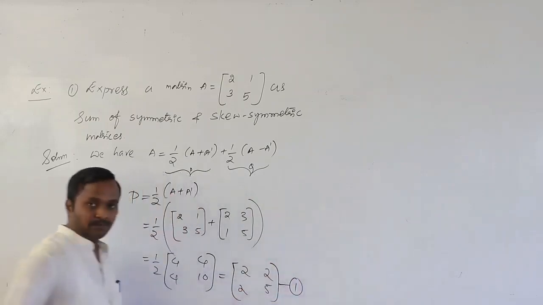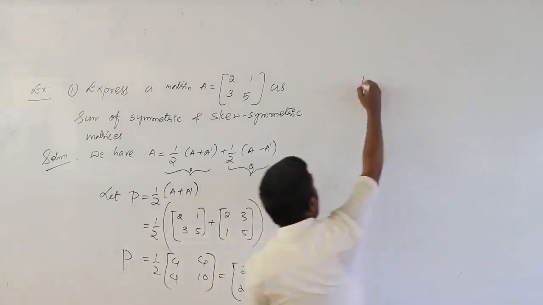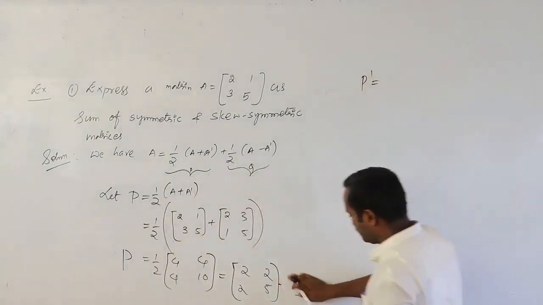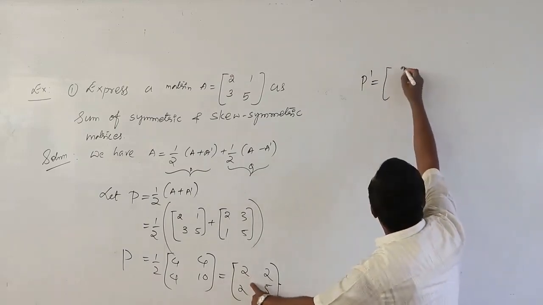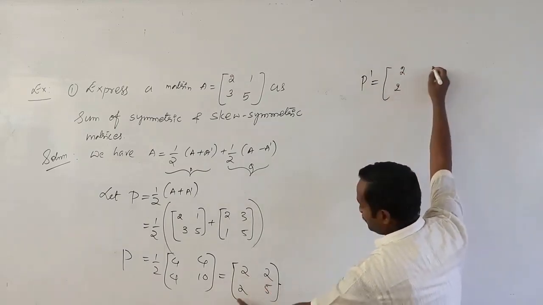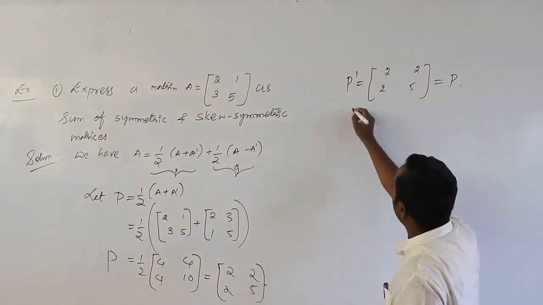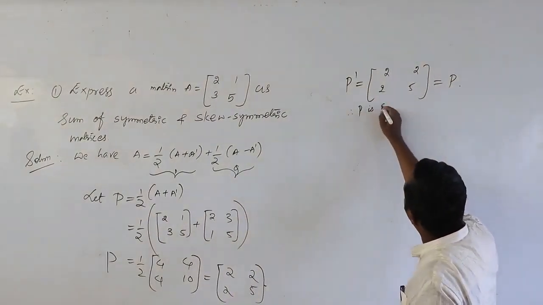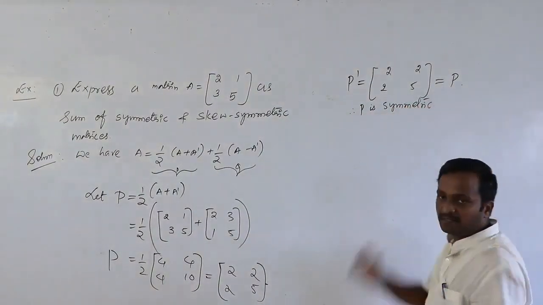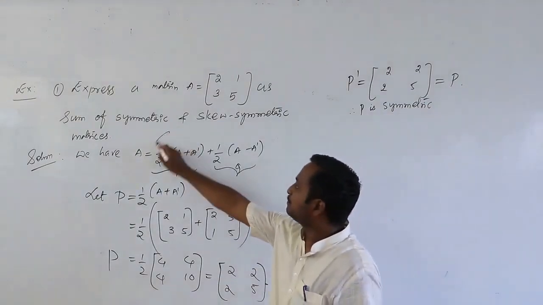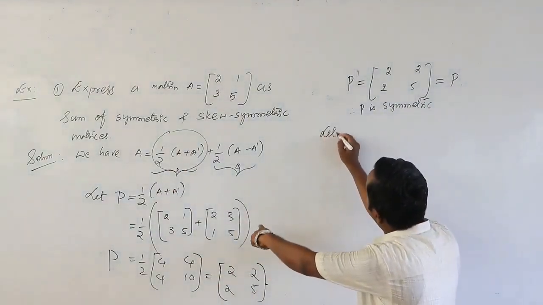Just observe. This is the P matrix. P dash, make it transpose: 2, 2, 2, 5. This is nothing but P. Therefore P is symmetric.